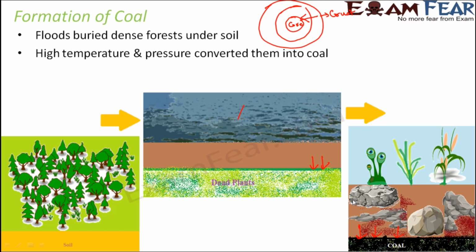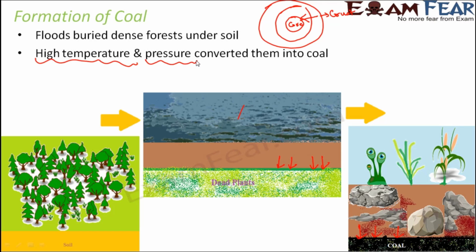So many things are happening simultaneously. These dead plants are getting squeezed due to more and more soil, more and more rocks getting deposited over them. Therefore, they are losing all the water present within them. So they are becoming dry. At the same time, they are going deeper because more and more materials are getting deposited over them. As they are going deeper, they are exposed to high temperature and high pressure. So as a result of this high temperature, high pressure, and losing all the water, these three things together result in the conversion of the dead plant remains into coal.